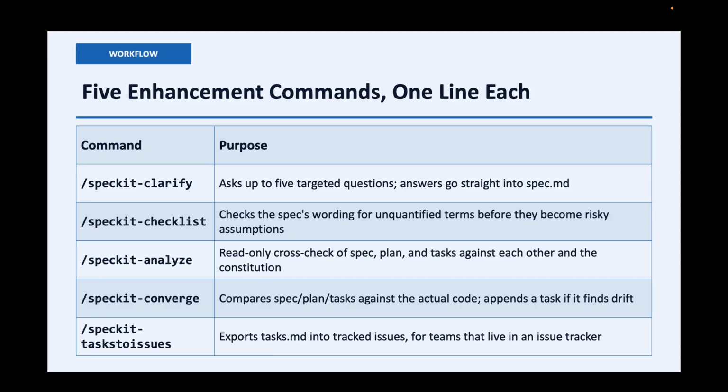It's very important to understand the spec markdown is in the very beginning. It's the first part of going through that pipeline of figuring out how we want to implement a feature. We might not be 100% sure on even how to word the higher level. So this is a nice command to help go through questions and answers that we can add in the very first step. Next one is SpecKit checklist. This one is just a way that we can check the spec's wording for unquantified terms before they get risky assumptions.